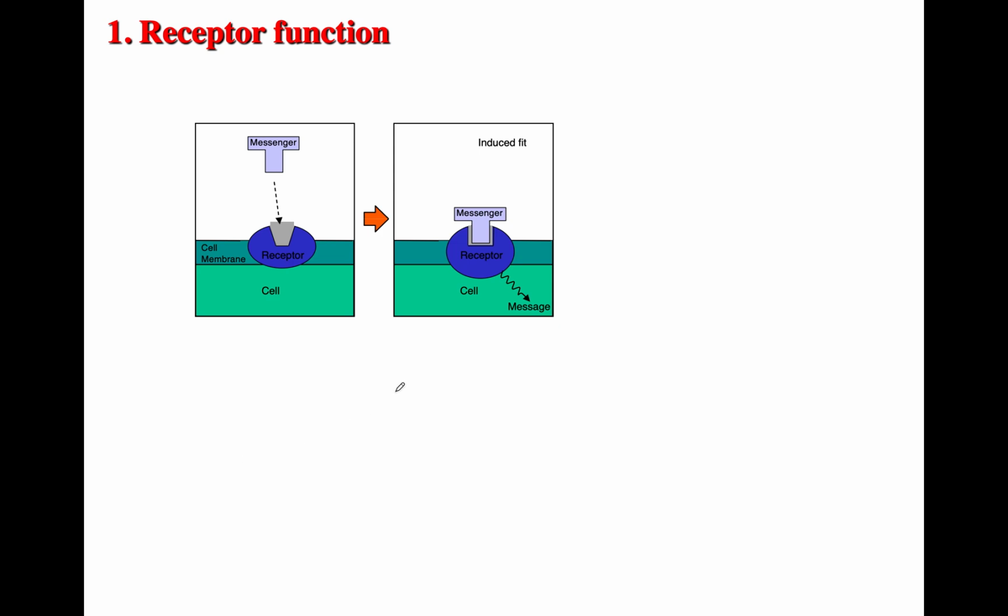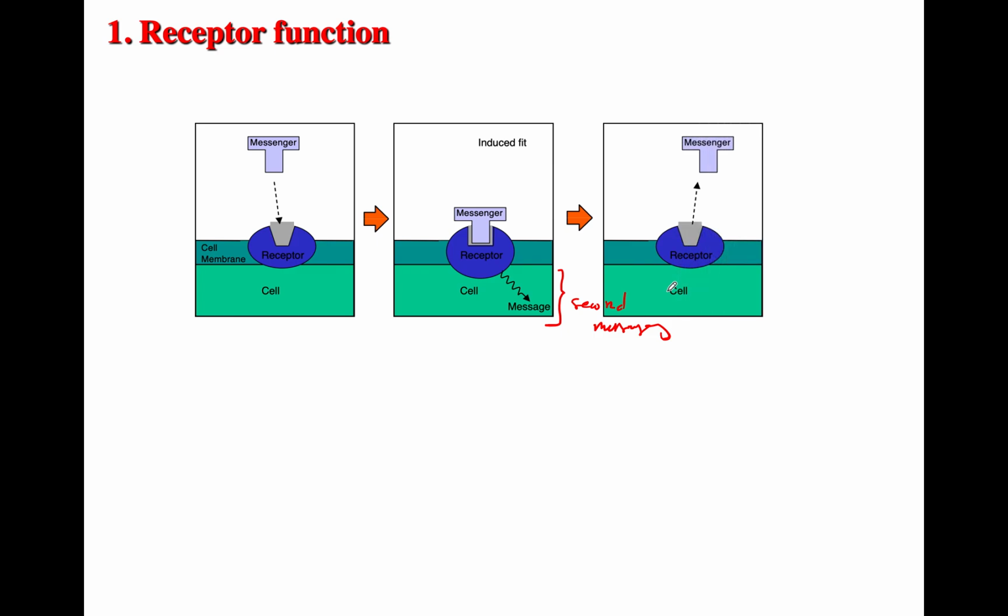Now, as we've looked, the signal amplification uses second messengers, and we've looked at some of the second messengers in detail. In order to end the process, the binding interaction between the messenger and the receptor is going to be disrupted, causing the messenger to leave the binding site and stopping the interaction between the receptor and the messenger.